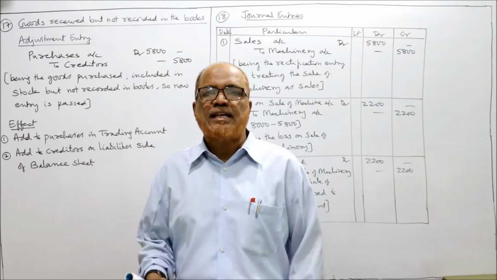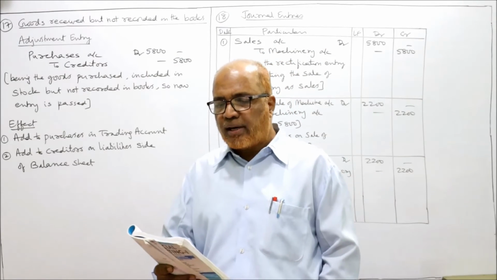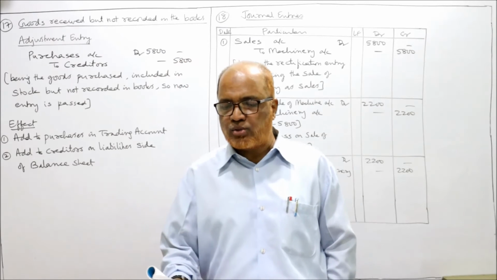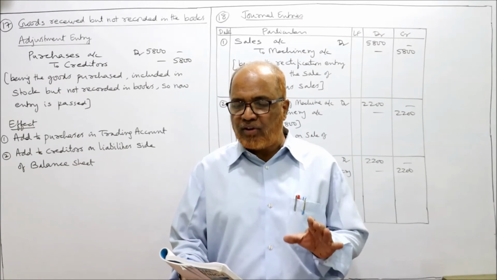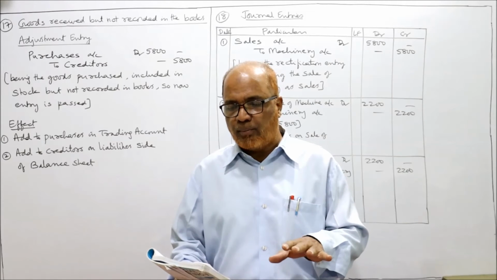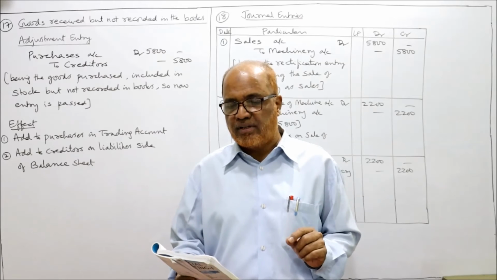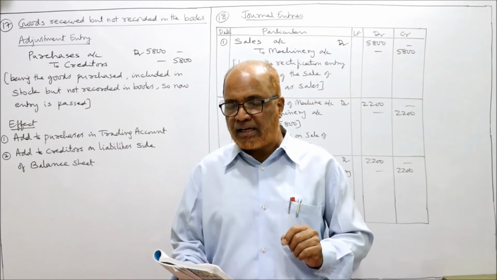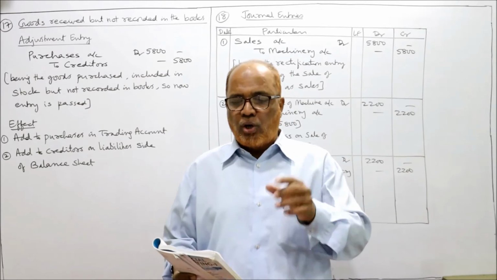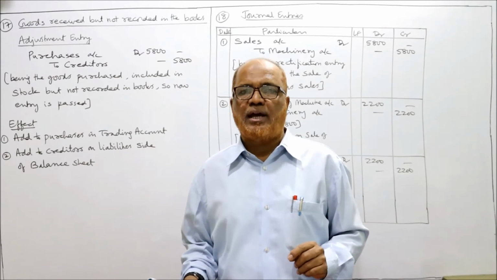Now I am starting the 17th problem. 17th problem, you see carefully. Closing stock includes goods worth rupees 5,800 for which bills had not been received and accounted for in the books. Make the necessary adjustment entry. Closing stock includes goods worth rupees 5,800.